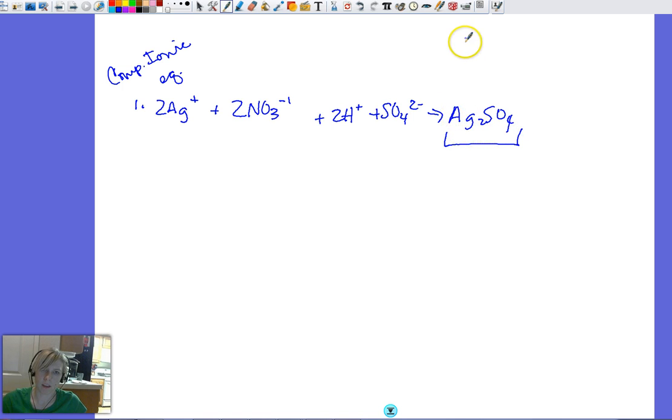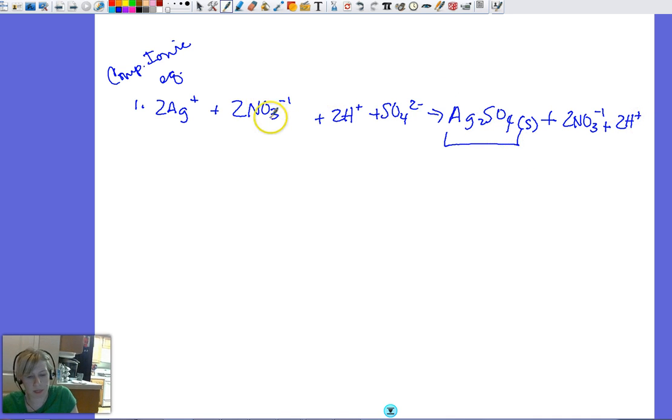So you check the products against your solubility chart and see if this makes a precipitate or if the other product makes a precipitate. Since this one does, we leave it together and write S. And then we have 2NO3 minus and our 2H plus.